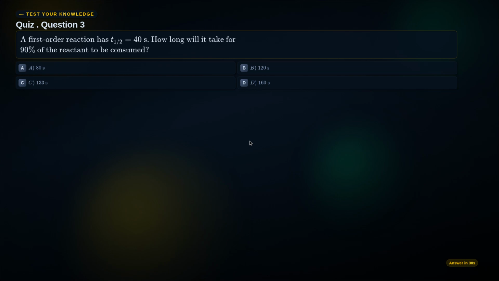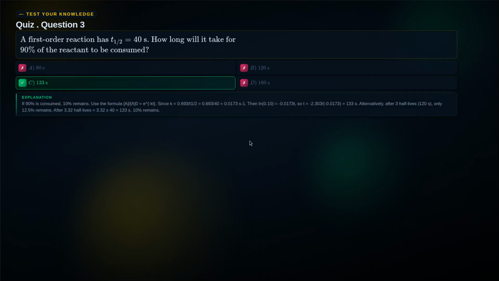If 90% is consumed, 10% remains. Use the formula A over A0 equals e to the negative kt. Since k equals 0.693 over T1/2 equals 0.0173 per second, then ln of 0.10 equals negative 0.0173 t, so t equals 133 seconds. After 3 half-lives, only 12.5% remains. After 3.32 half-lives, 10% remains.